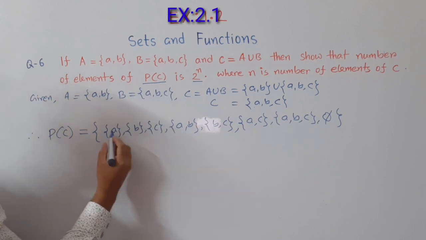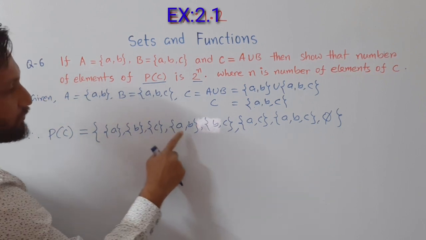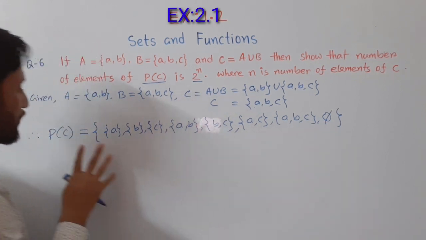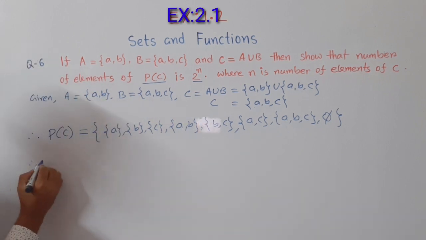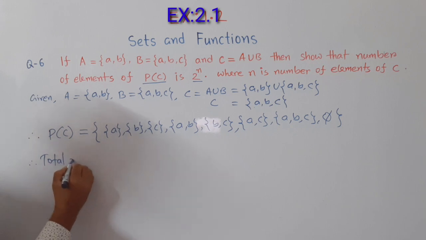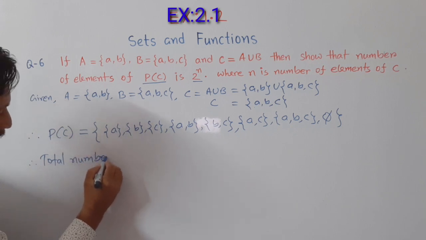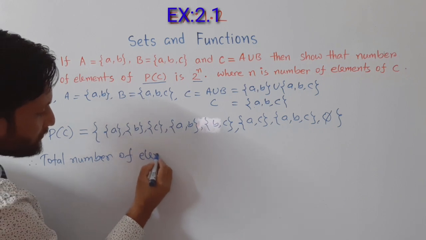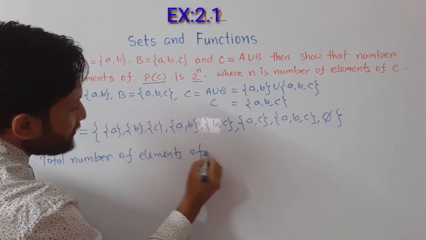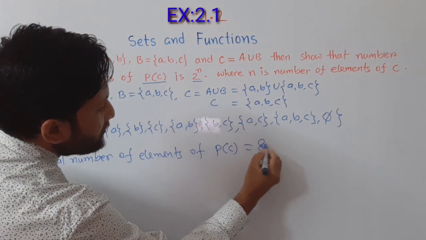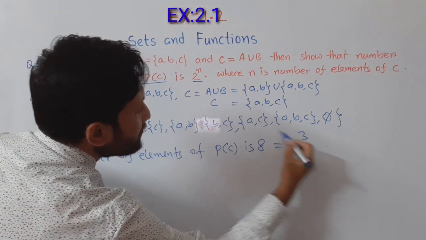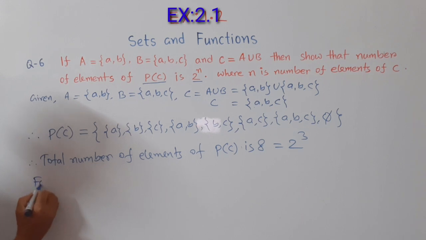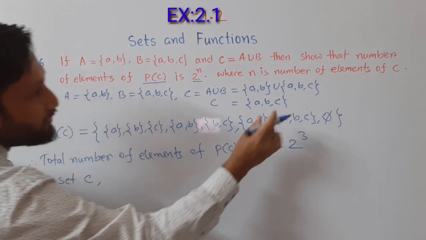Okay, so here see that the total power set of C elements: 1, 2, 3, 4, 5, 6, 7 and 8. That means the total elements of P(C), the power set of C, is 8. So we can write: total number of elements of P(C) equal to 8. So 8 we can write as 2 cube. But for the elements of C, for set C, here see that the number of elements is 3.